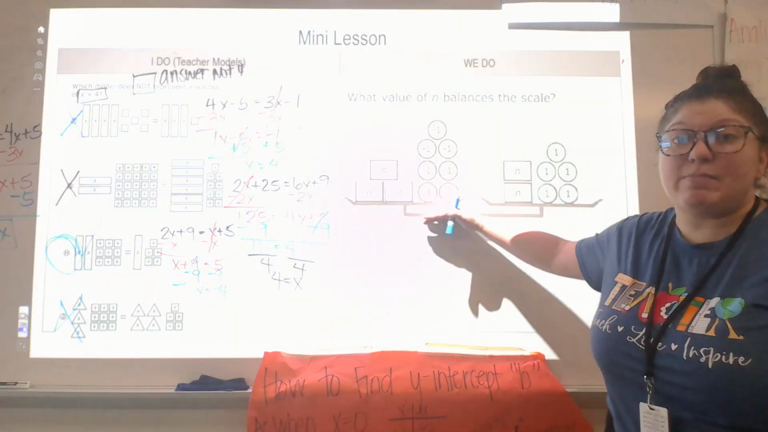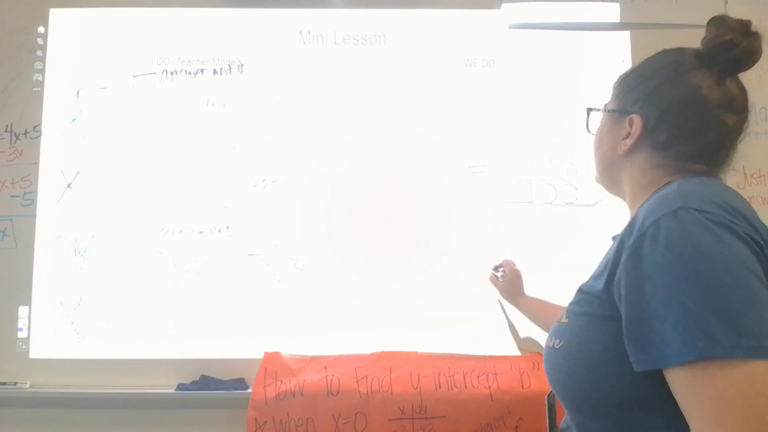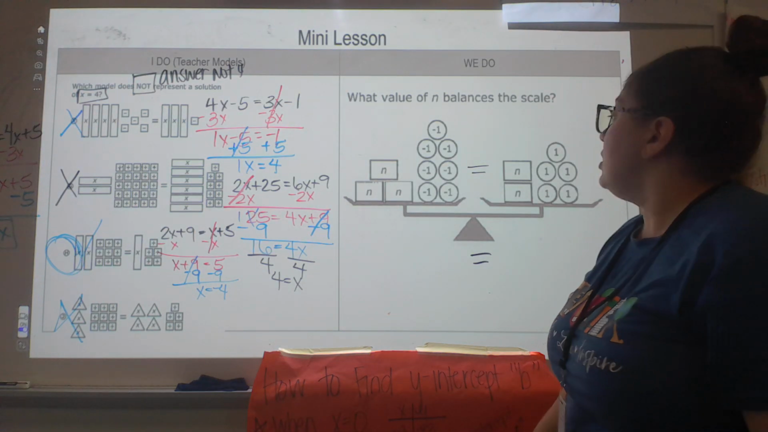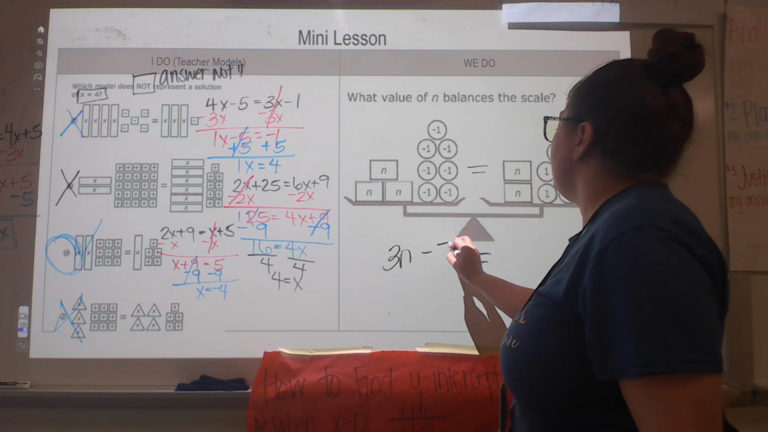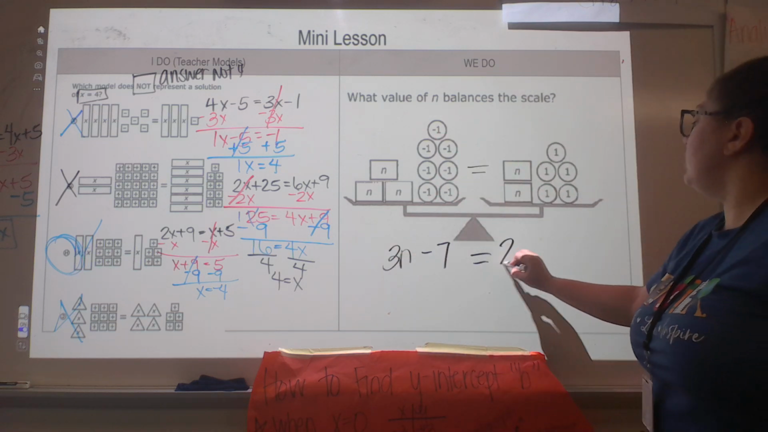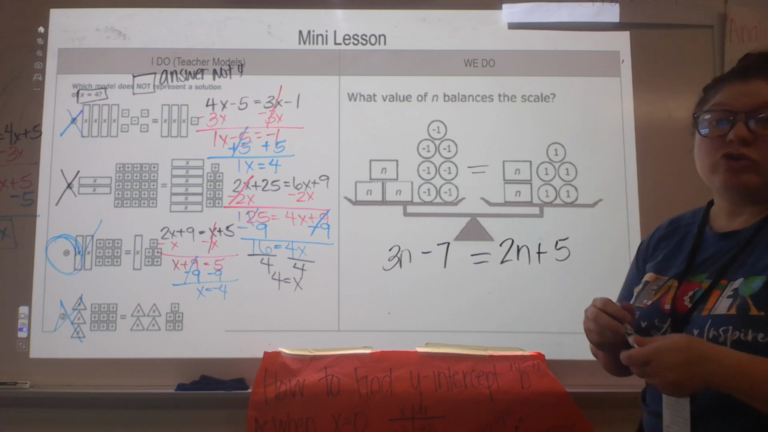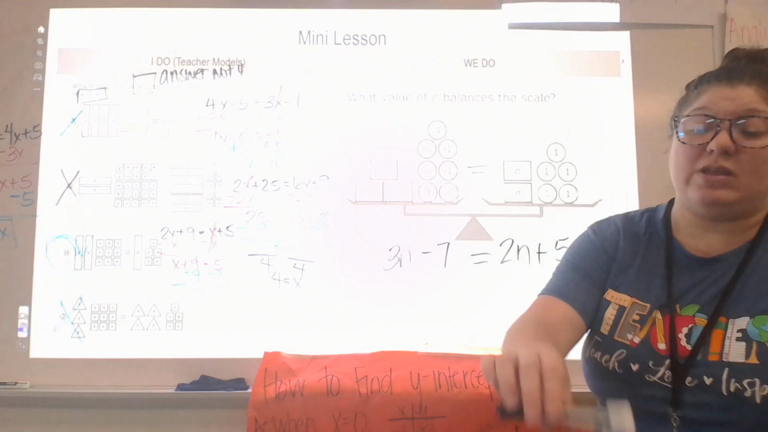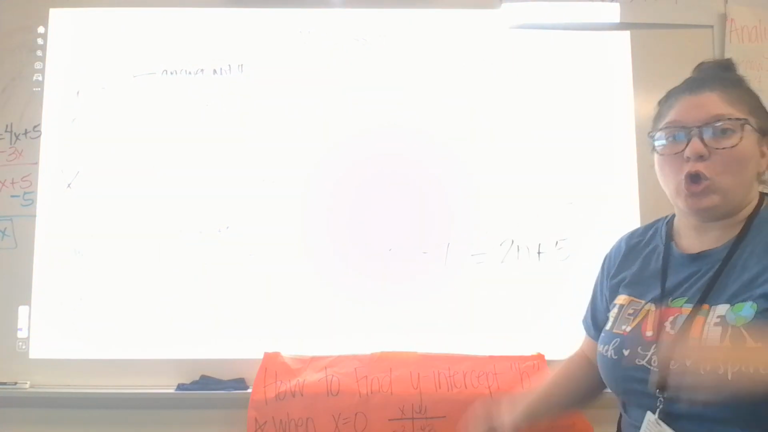Well, we can see that my balance being is equal or level. So we know that it's going to be an equal sign. I have 3n over here and I have 7 negatives. I have 2n right here and I have 5 positives. You are going to go ahead and solve this. Try to talk to your partner and solve, and we will check your answer. Go.